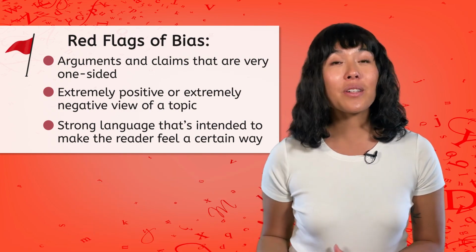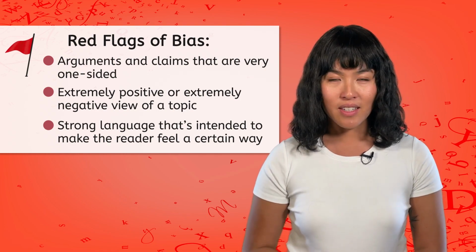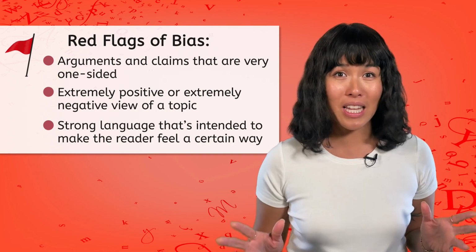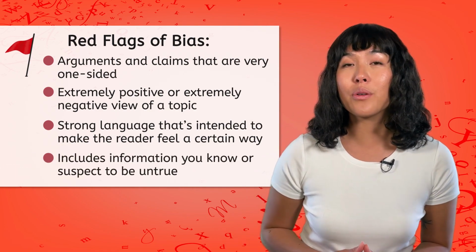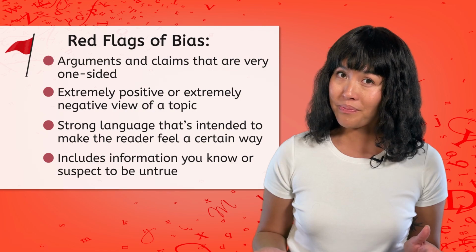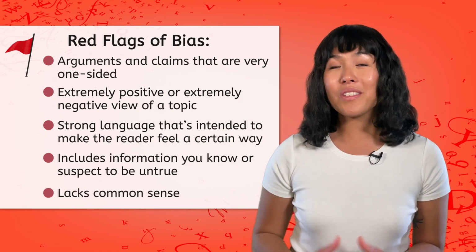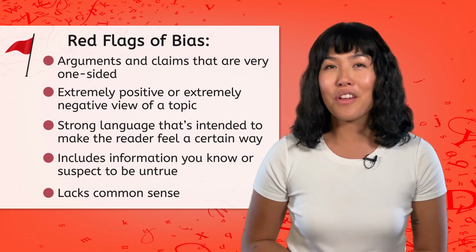The last thing to look out for relates back to the accuracy of the information. Are there outlandish claims? Does the source include information that you know or suspect to be untrue? Does it lack common sense? Those are all signs of bias in sources of information.